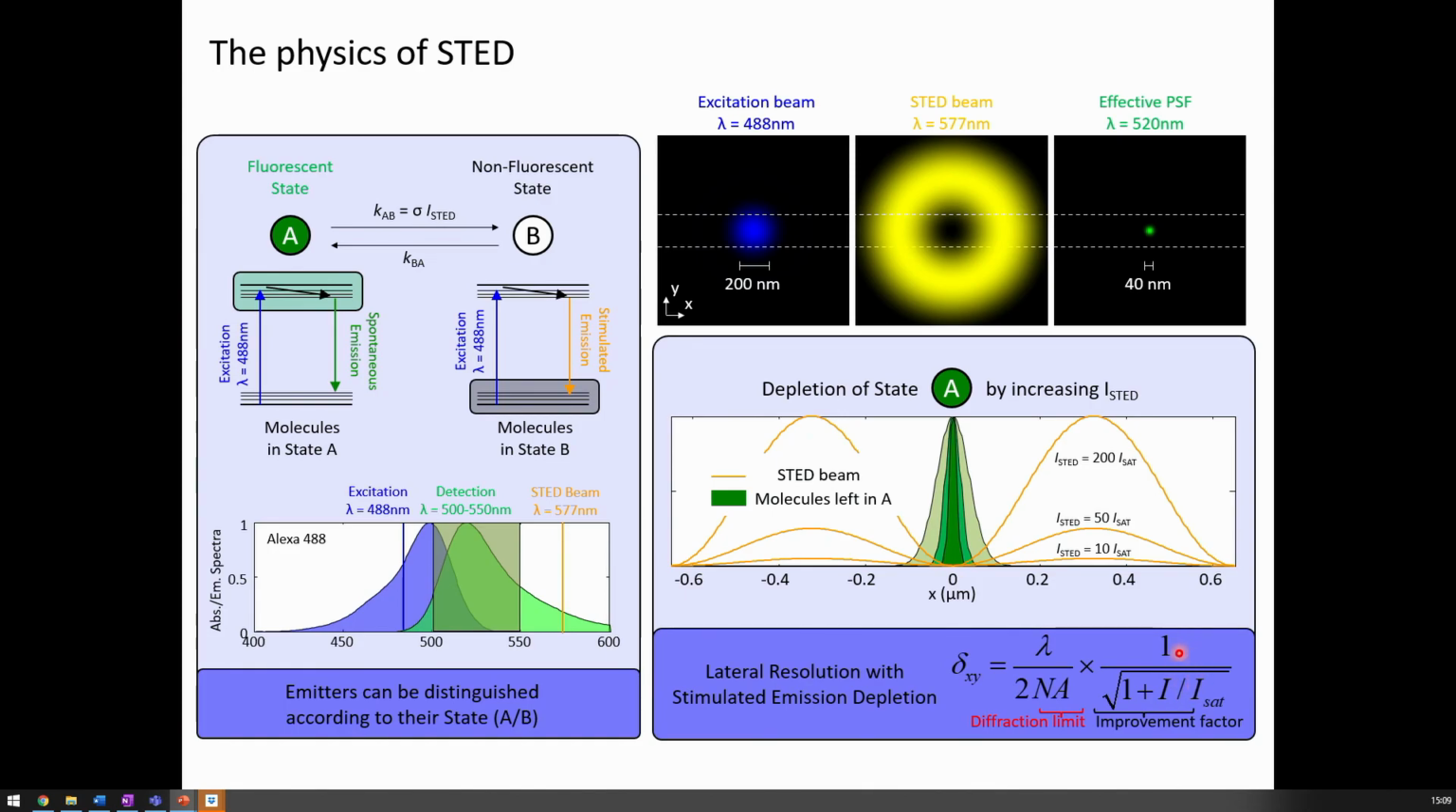Sorry, I meant in fact that the improvement factor reduces delta EX to 0, right? Because I over I sat goes to infinity. So you see this here for certain powers. If you have 200 times the saturation intensity, you get that green thing in the middle. If you have 50 times the saturation intensity, it's between those two. And at 10 times ISAT, you get an improvement, but it's not as large. And so this is the crux of the technique, putting the power in to drive the transition down. That's the key behind it.